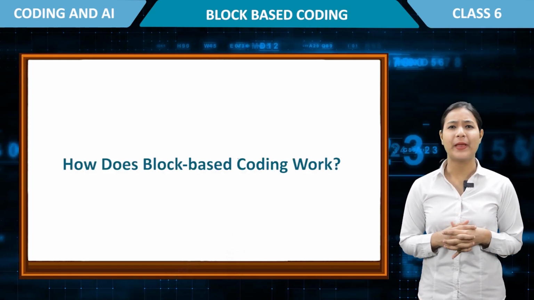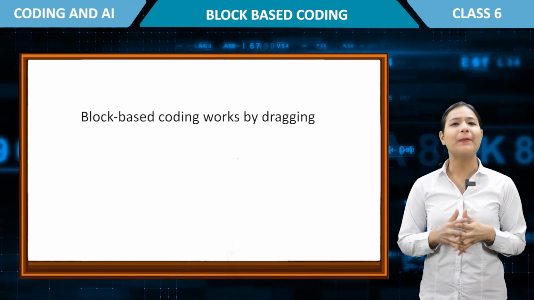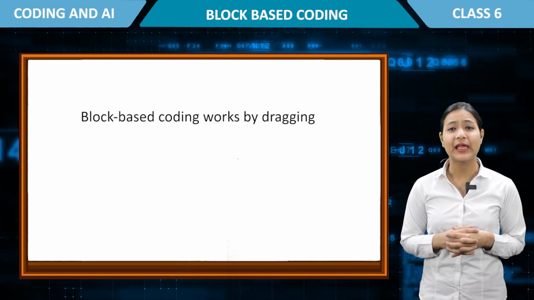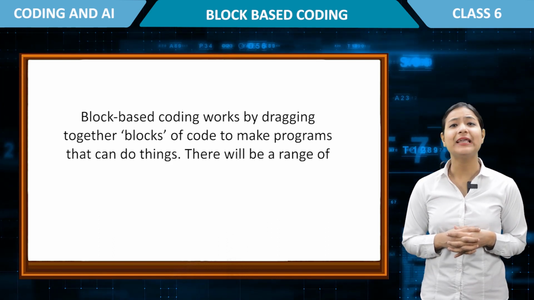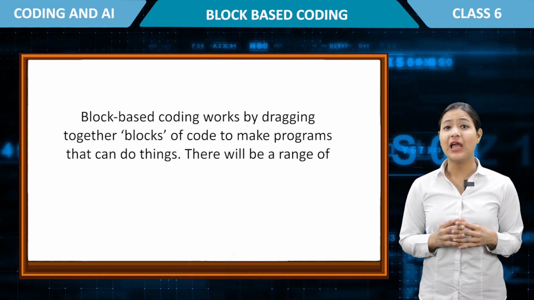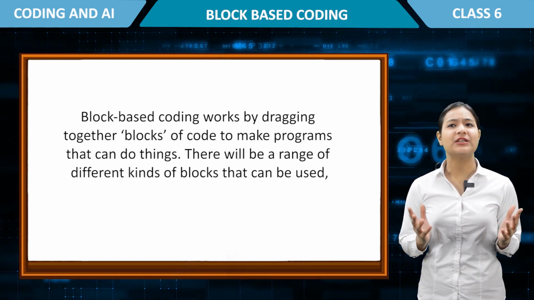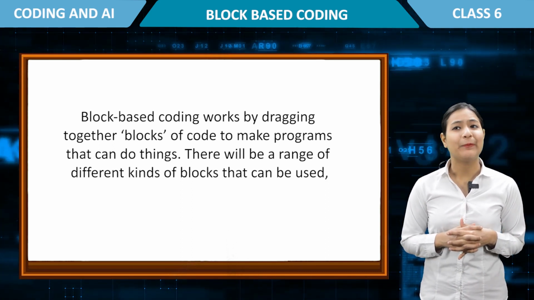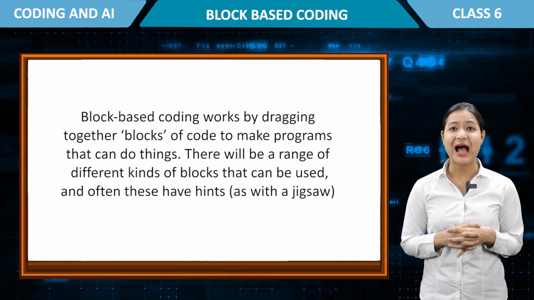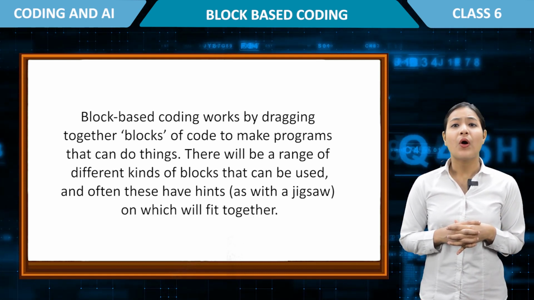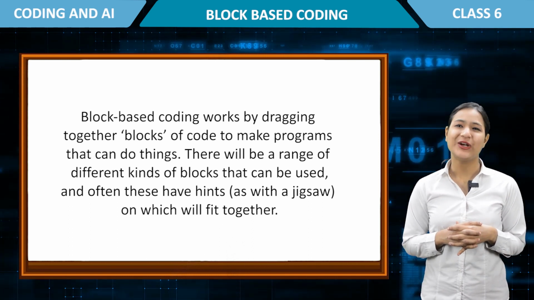How does block-based coding work? Block-based coding works by dragging together blocks of code to make programs that can do things. There will be a range of different kinds of blocks that can be used, and often these have hints, as with a jigsaw, on which will fit together.